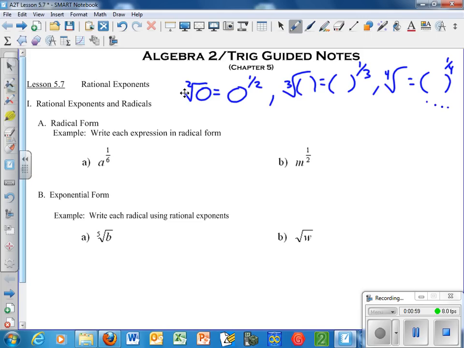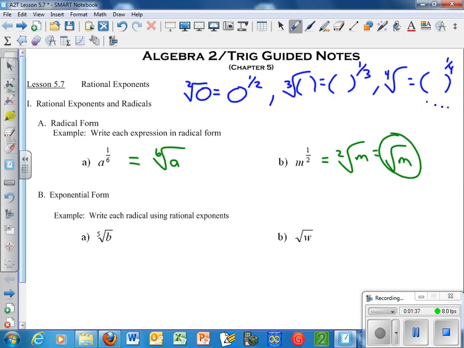In the first part here, we're going to write each expression in radical form. Notice that these are rational exponents or fractional exponents. Remember, fractional and rational mean the same thing. Ratio, fraction are the same. So a to the 1/6 power just means the 6th root of a, and m to the 1/2 would be the square root of m. We usually don't write the index of 2, but you could put the index of 2 on there.